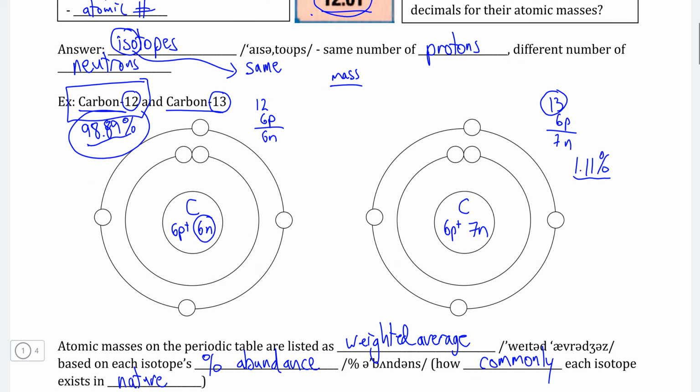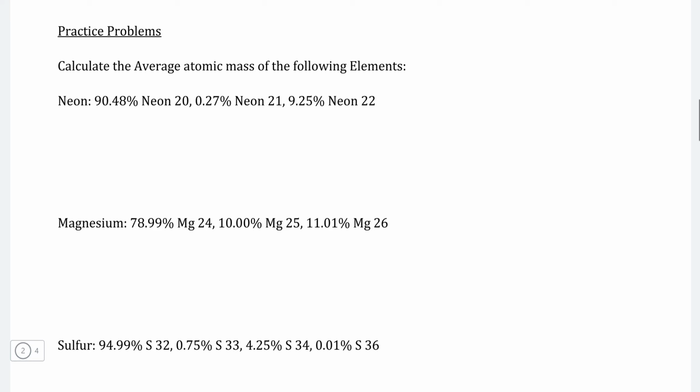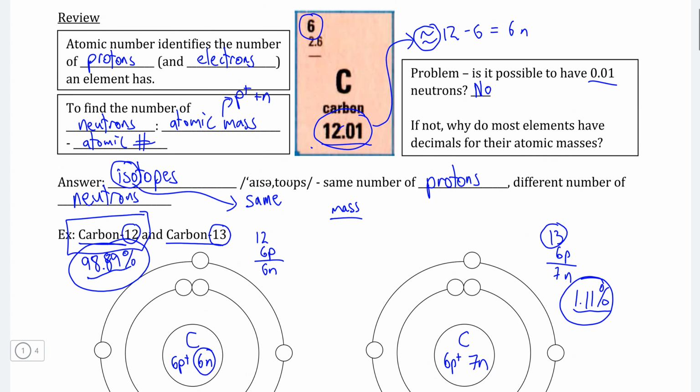To practice understanding this concept, you can try the practice problems below in which the weighted averages of each of the isotopes is listed below, and you know that you have done the calculation correctly if you find that your weighted average atomic mass comes out to being exactly or close to what is written on the periodic table.